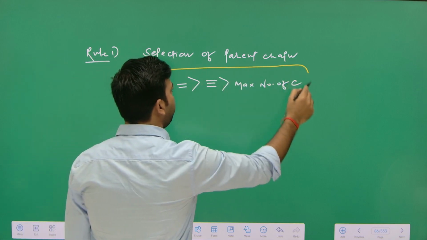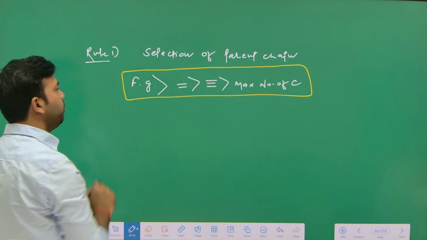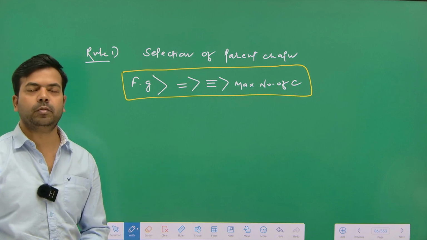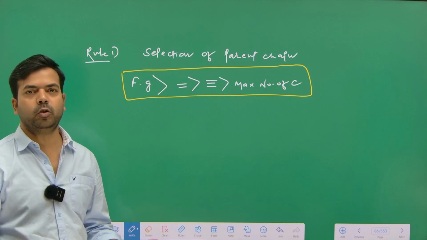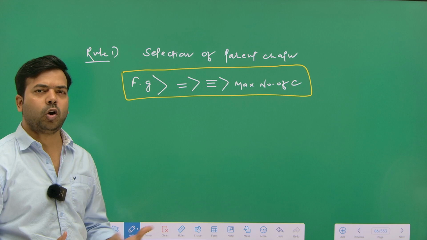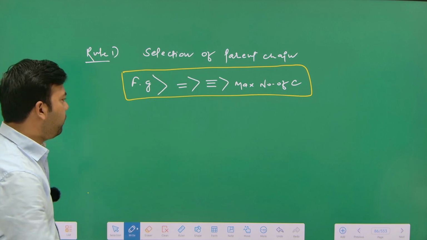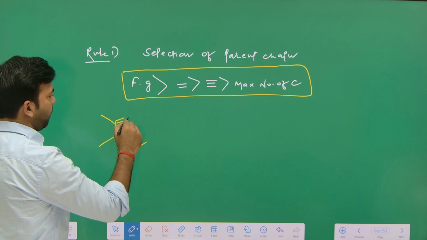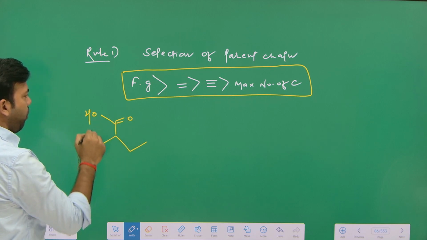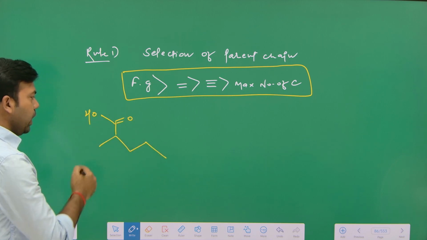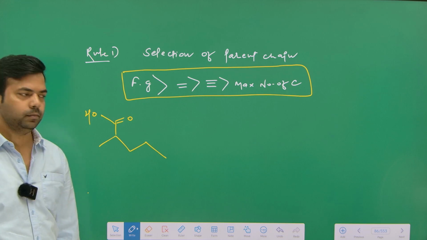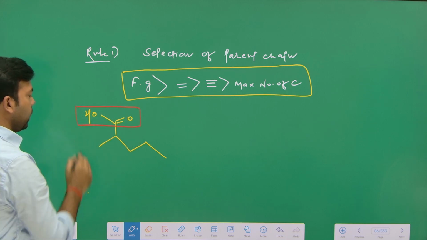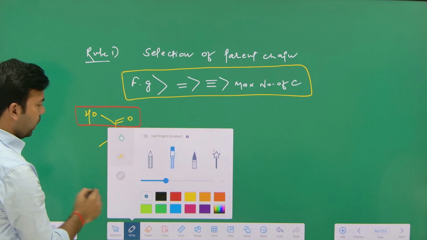Whenever we have any compound, the parent chain must have the functional group. If suppose there is more than one functional group, then you have to consider both functional groups in the parent chain. It can be a short carbon chain as well. Look at a few examples. Suppose we have this compound, and this is a functional group called carboxylic.